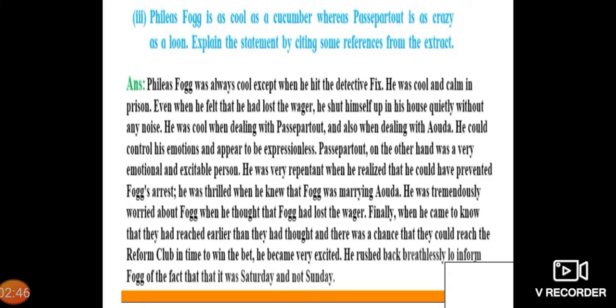Passepartout, on the other hand, was a very emotional and excitable person. He was very repentant when he realized that he could have prevented Fogg's arrest. He was thrilled when he knew that Fogg was marrying Auda. He was tremendously worried about Fogg when he thought that Fogg had lost the wager. Finally, when he came to know that they had reached earlier than they had thought, and there was a chance that they could reach the Reform Club in time to win the bet, he became very excited. He rushed back breathlessly to inform Fogg that it was Saturday and not Sunday.